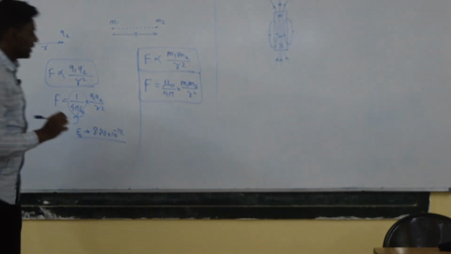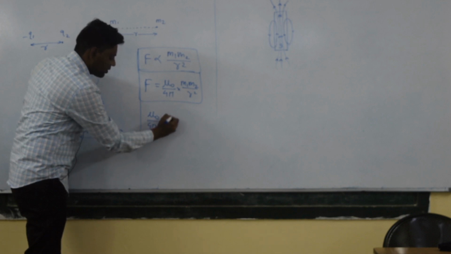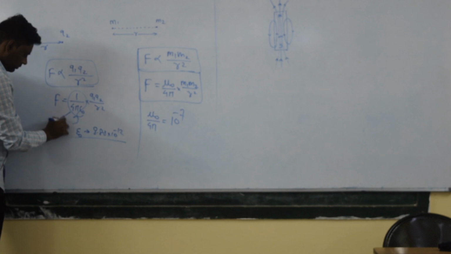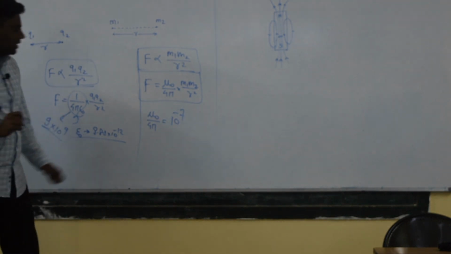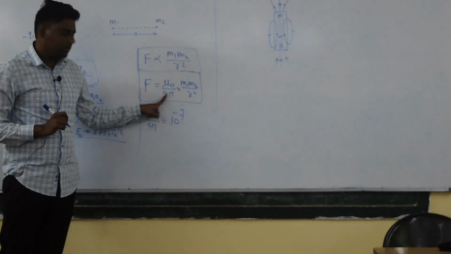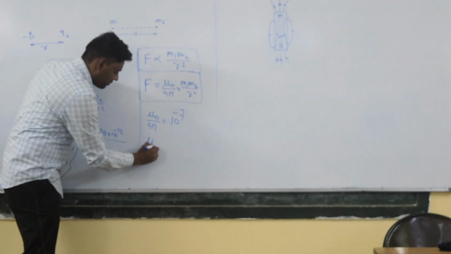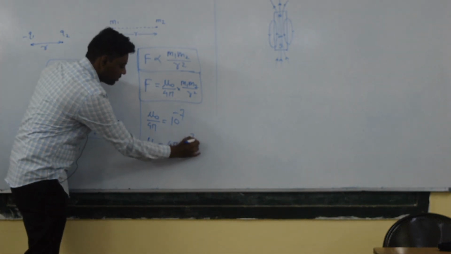Simple. Okay, next, where mu 0 upon 4 pi is the constant, remember 10 raised to minus 7. What is the value of 1 upon 4 pi epsilon naught? That is 9 into 10 raised to 9. So similarly, remember the constant value, that is 10 raised to minus 7. Therefore, what is the value of mu naught? That is 4 pi into 10 raised to minus 7.